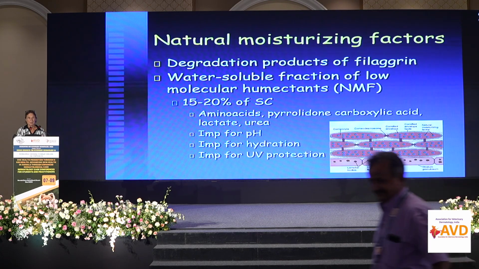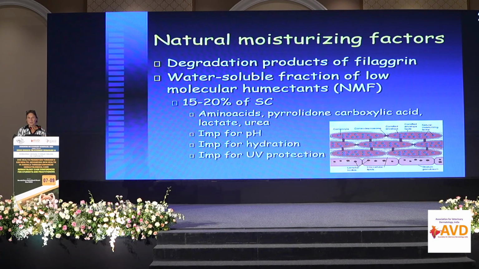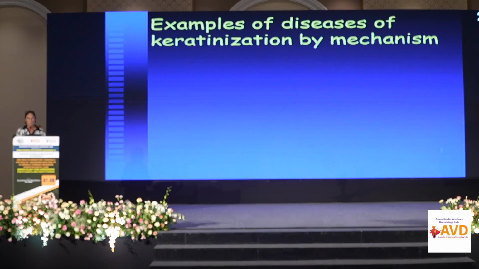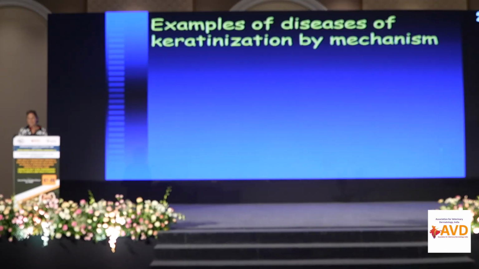So these natural moisturizing factors are important for a ton of reasons: to keep the skin hydrated, to protect from UV exposure, and to keep the pH low. So if there is any issue with filaggrin, you have all these consequences. So I am going to talk about a couple of diseases of keratinization by mechanism.